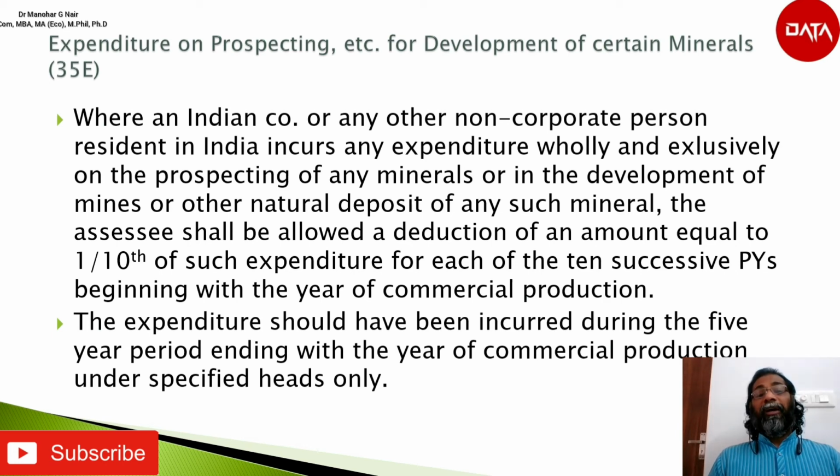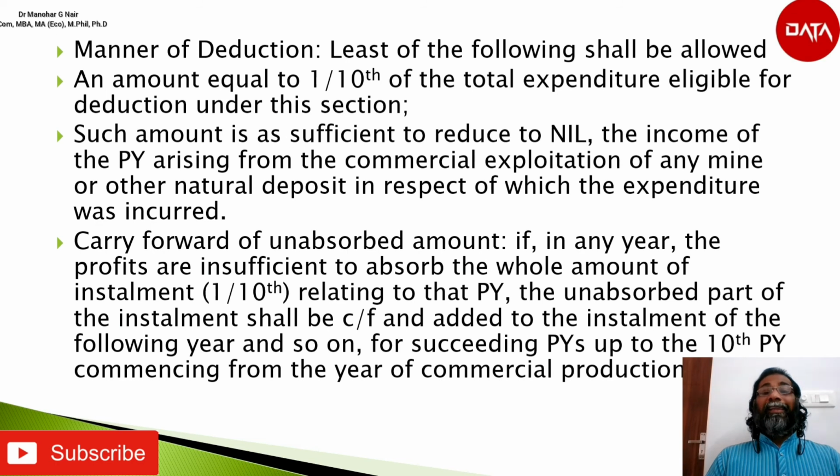The expenditure should have been incurred during the 5-year period ending with the year of commercial production under specified heads only. For deduction, the least of the following shall be allowed: an amount equal to 1/10th of the total expenditure eligible for deduction under this section, or such amount as is sufficient to reduce to nil the income of the previous year arising from the commercial exploitation of any mine or other natural deposit in respect of which the expenditure was incurred.